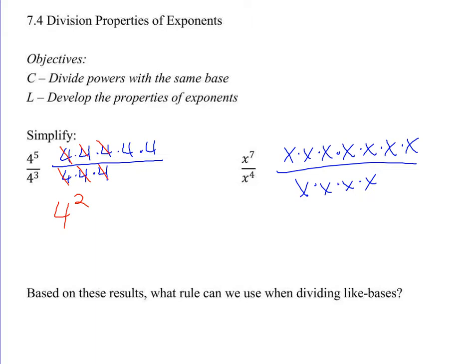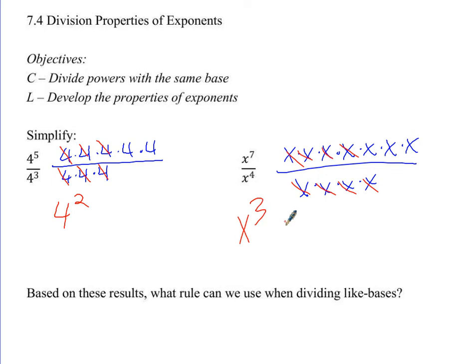So what do we have here? A bunch of fancy ones that divide out. So x divided by x is 1, x divided by x is 1, x divided by x is 1, x divided by x is 1, and I'm left with what? x to the 3rd.